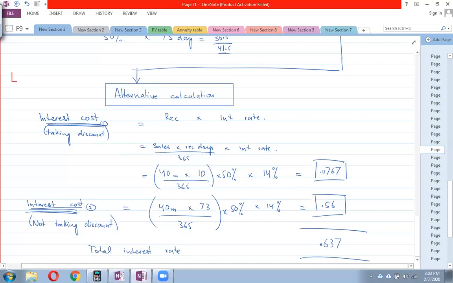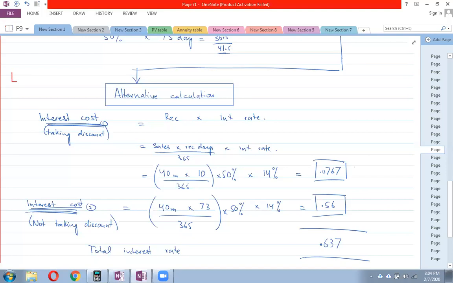Now, why am I doing it in two steps? Look, your examiner can test it in any way he wants. Let's say, for example, the examiner just asks you, in a 2-marker question, to calculate the interest cost only relevant to the customers who are taking the discount. Then you just do the first calculation, right? So you should be comfortable with both calculations. Please don't think that you have to master one method and just focus on that method, right? You have to do it in different ways.